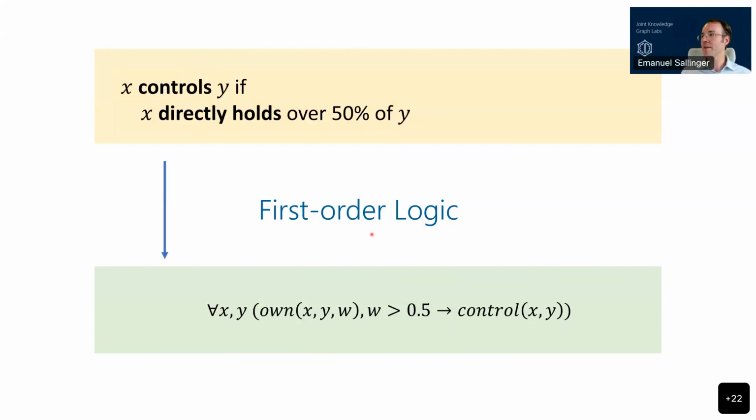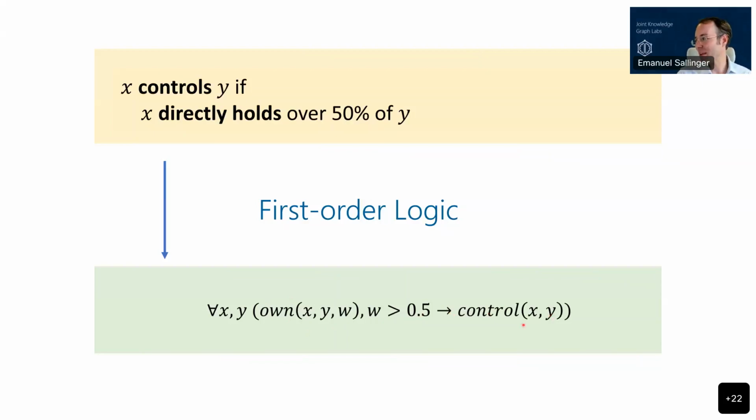So let's start with direct control. We will look at indirect control later, but direct control means X controls Y if X directly holds over 50% of Y. So what does that mean if you look in first-order logic? And don't worry if you don't know your logic, there will come slides for you later. If X owns of Y amount W and W is greater than 0.5, then X controls Y. So far so easy.